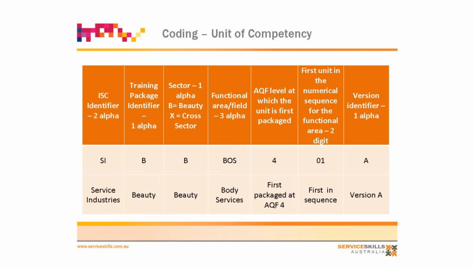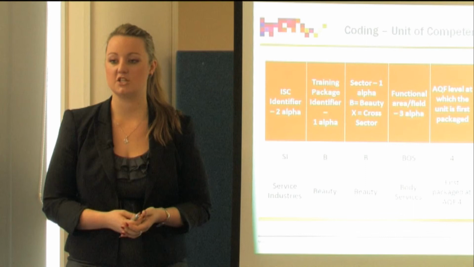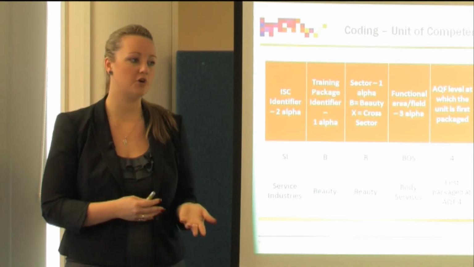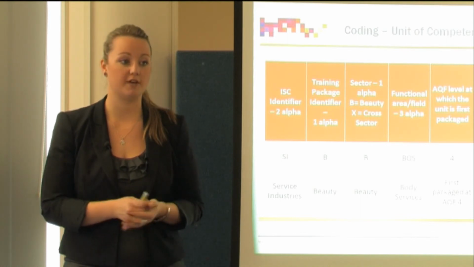Those units include our financial transactions, the customer service, looking at 2 of our makeup units, and also our personal services management unit. So they've all been clustered into our cross-sector units. The next 3 alphas are our functional area, our competency field. In this example, it's BOS for body services. The first digit identifies the AQF level at which the unit is first packaged. Now let's keep in mind here that units don't actually have AQF levels, they just have levels at which they're first packaged, which can prove valuable as guidance when moving units around and making your qualifications flexible.